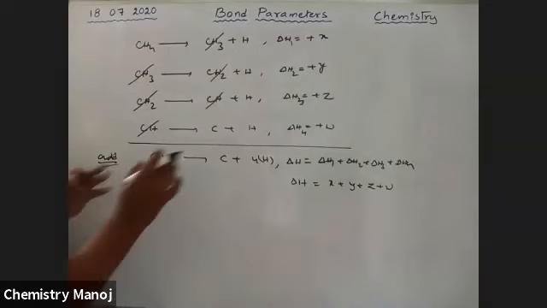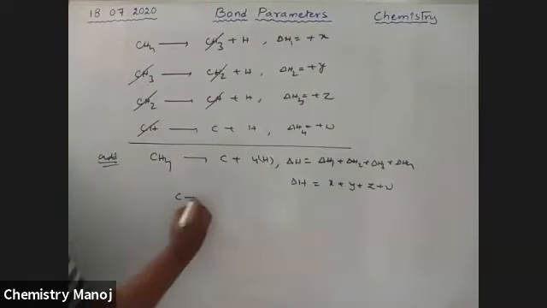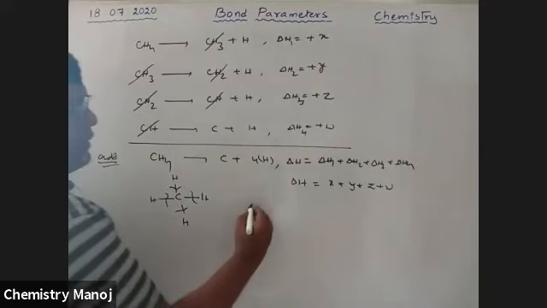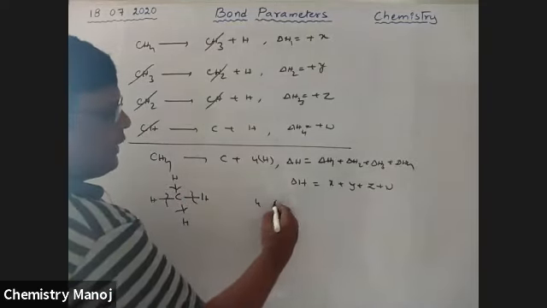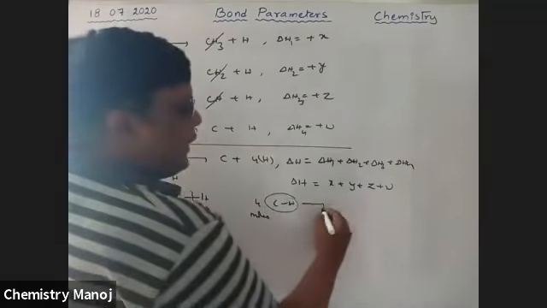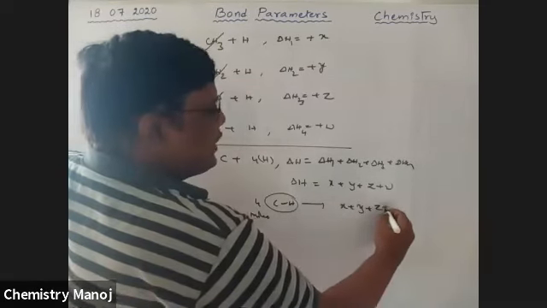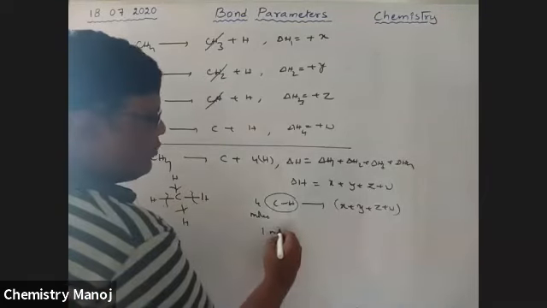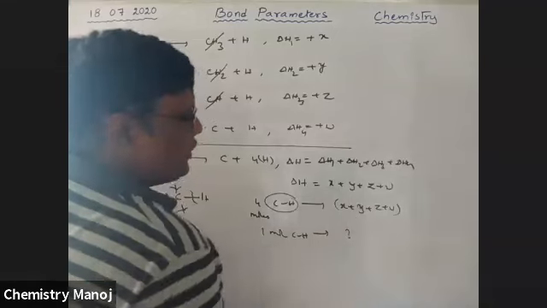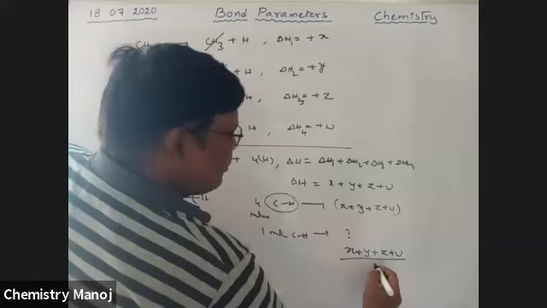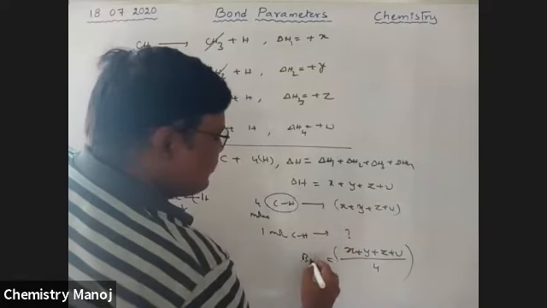So how many bonds are going to be broken? Here 4 moles of bonds are. See here, how many bonds are there? 1, 2, 3, 4. 4 moles of bonds are there. That means it is for 4 CH bond breaking energy. 4 moles of CH bonds breaking energy is X plus Y plus Z plus W. But we explained for 1 mole energy. Therefore, for 1 mole of CH bonds it is equal to how much? That is (X plus Y plus Z plus W) by 4. This is called bond energy.